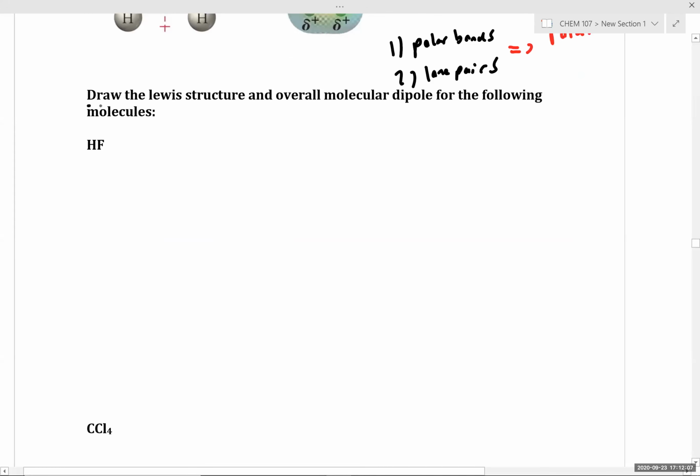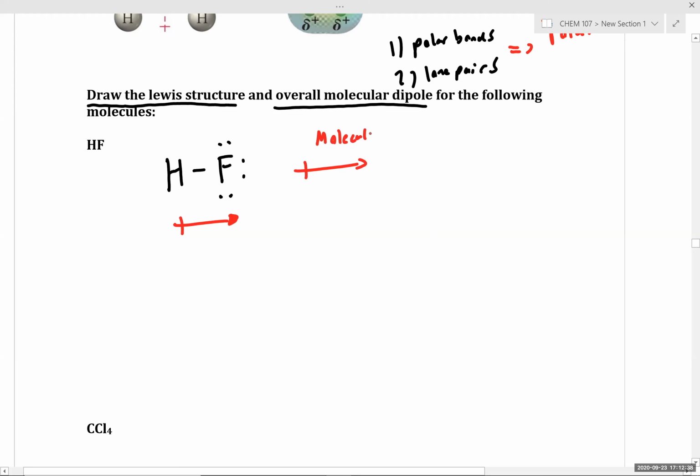So we're asked to draw the Lewis structure and overall molecular dipole. You always need to keep in mind that geometry directly impacts molecular polarity. So if you look at hydrofluoric acid, or HF, HF looks like this. And we definitely have a polar bond. Looking at all of our bond dipoles, if we add them up, we get our net molecular dipole. So as we can see, hydrofluoric acid is polar.